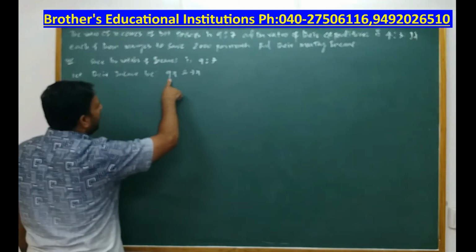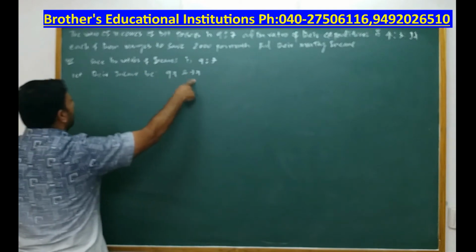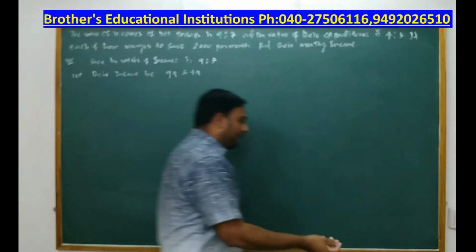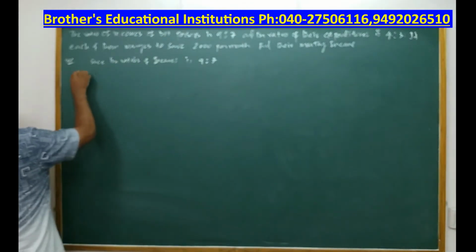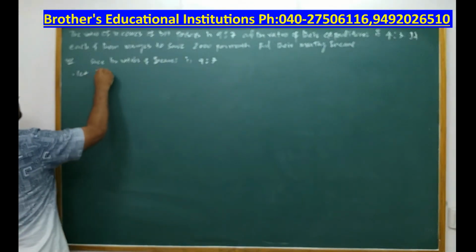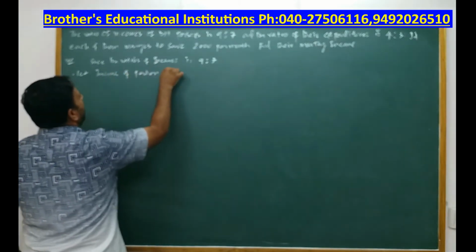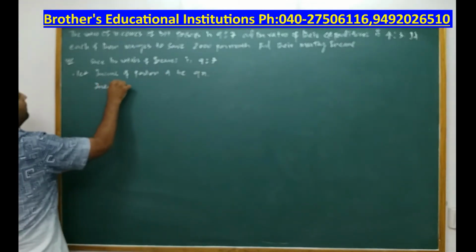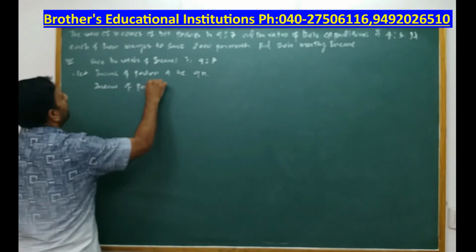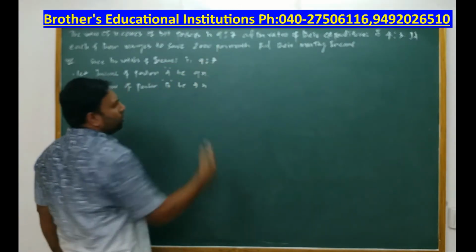This is person A and this is person B. You can write let their income be 9x and 7x, or let the income of person A be 9x and the income of person B be 7x. Let me put it that way. I will say let income of person A be 9x and income of person B be 7x, and if I take the ratio, 9:7.